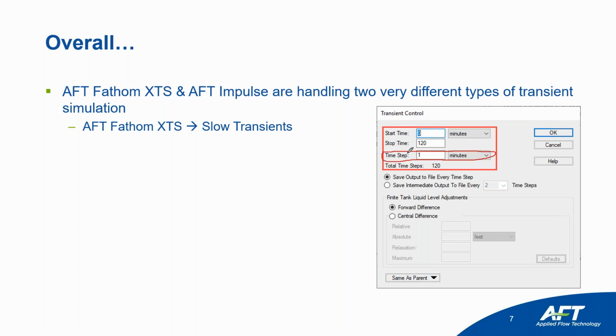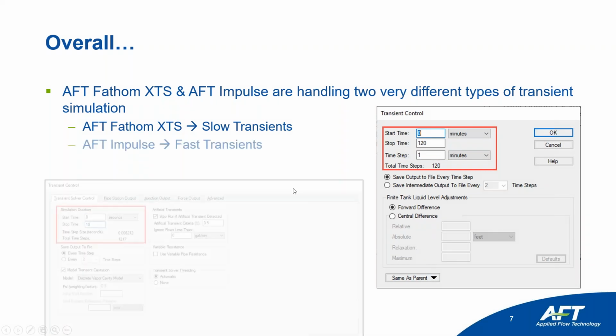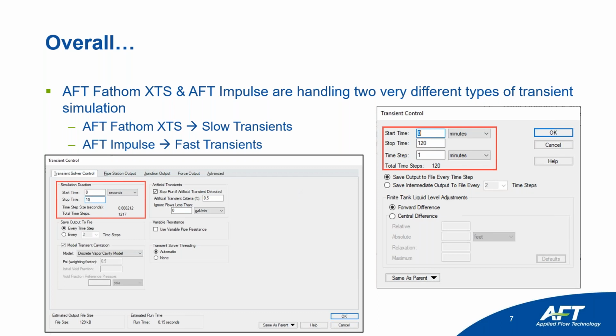So I'm neglecting anything that's happening from 1 minute to another. And again, that might give your pressure and velocity waves enough time to dampen out when you're going from 1 minute to the next. On the other hand, AFT Impulse captures fast transients. And so one thing I want to highlight here is with Fathom XTS, the number of time steps here is 120. So you're going to have 120 time steps for your simulation.